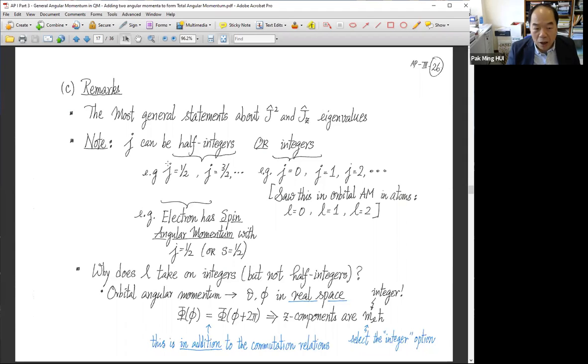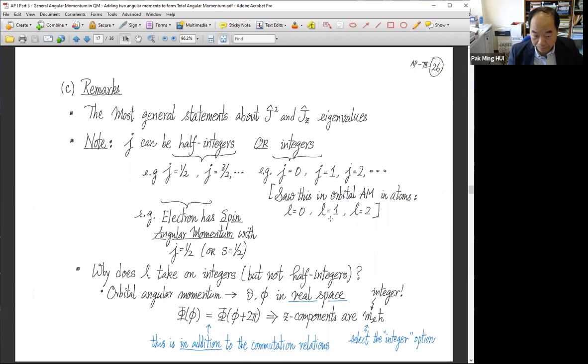Okay, so let me continue on just with a first remark. What we have done is the general statements. The most important thing is that there are only 2 possibilities, half integer for J or integers for J. We have seen examples of these 2 options. Electron spin half, that is this case. Orbital angular momentum, we have different possible S state, P state, and D states.